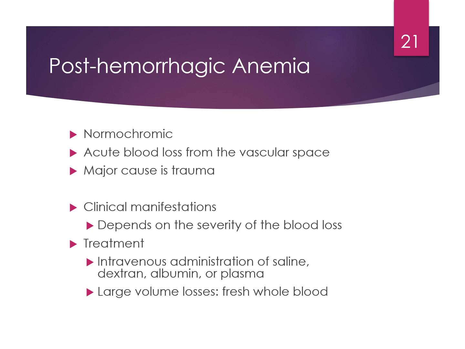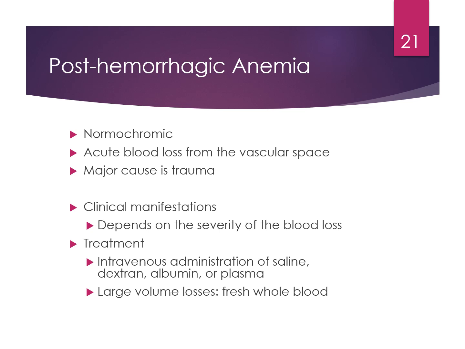Let's start with post-hemorrhagic, which makes sense as a normocytic anemia. It usually occurs because of acute blood loss from the vascular space. Usually the major cause for post-hemorrhagic is trauma.